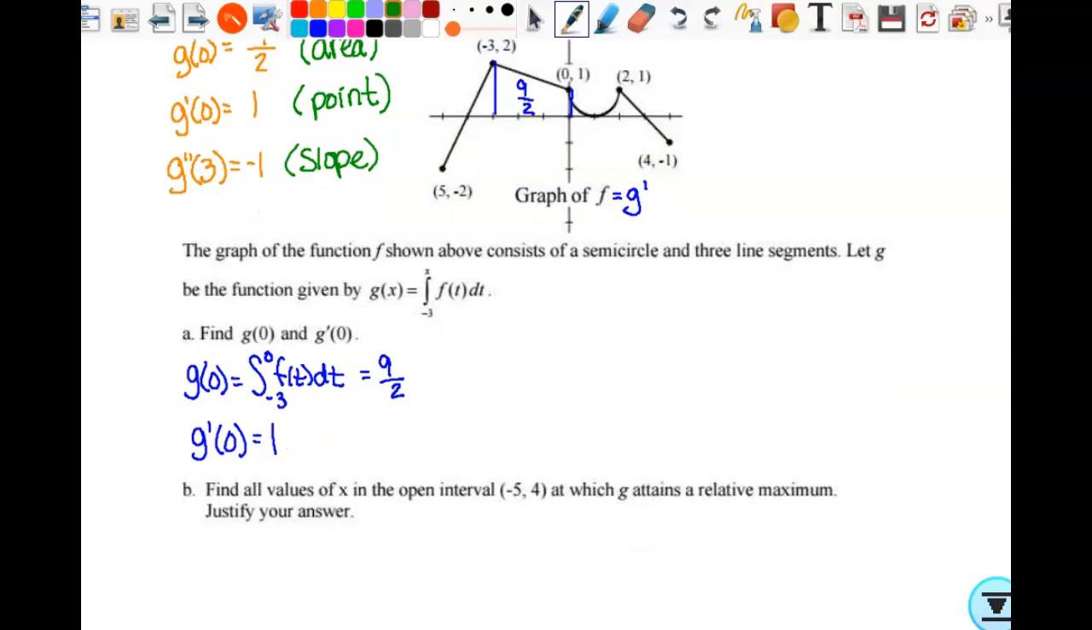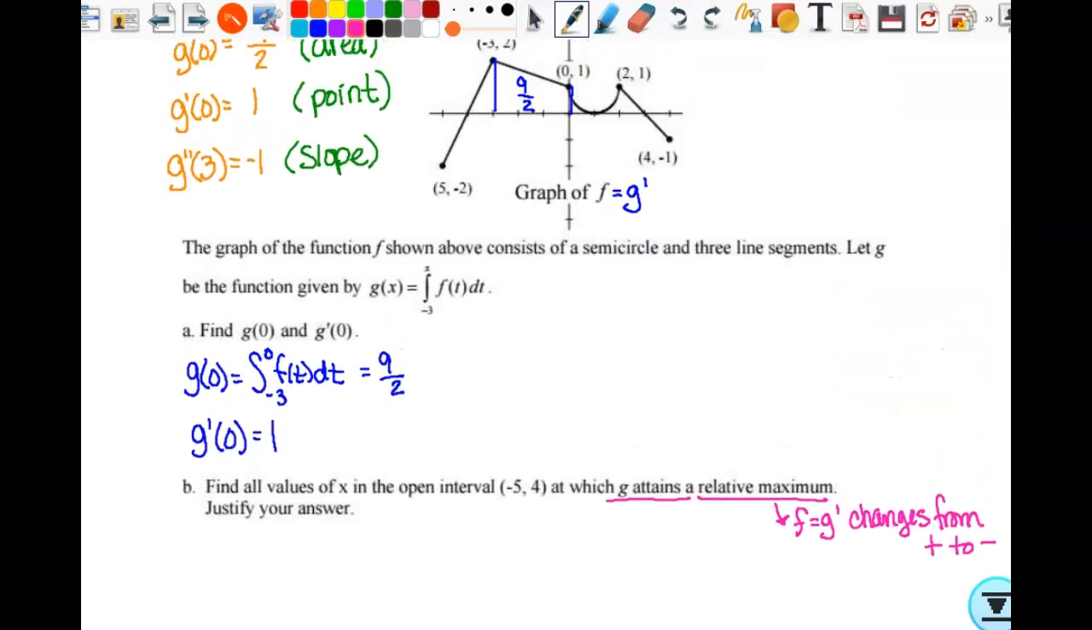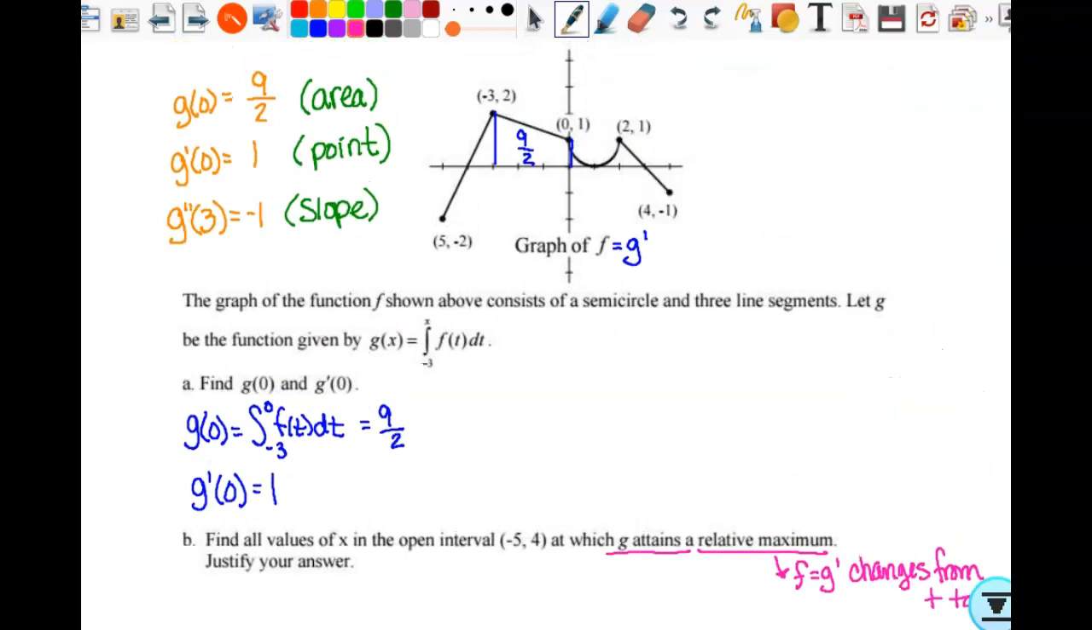So next it says, find all values of x in the open interval at which g attains a relative maximum. If g attains a relative maximum, that means this is when f, which equals g prime, changes from what? From positive to negative. Okay, we good with that? So we can go look at this graph. Where do we change from positive to negative? It only happens once, right? It's at x equals 3.